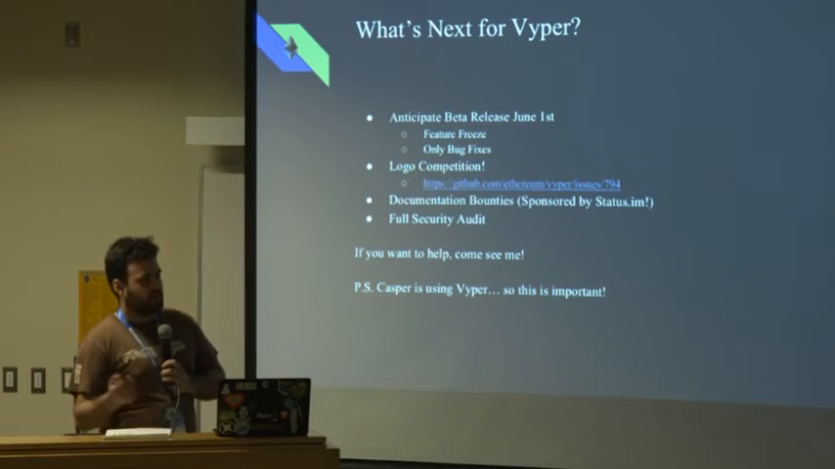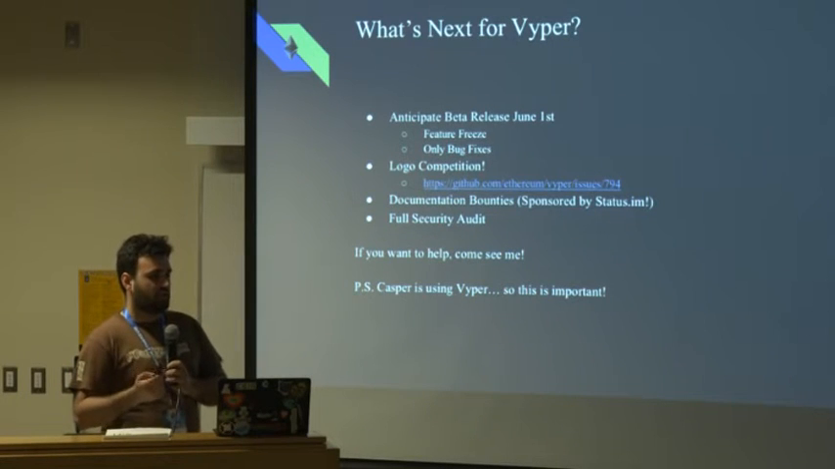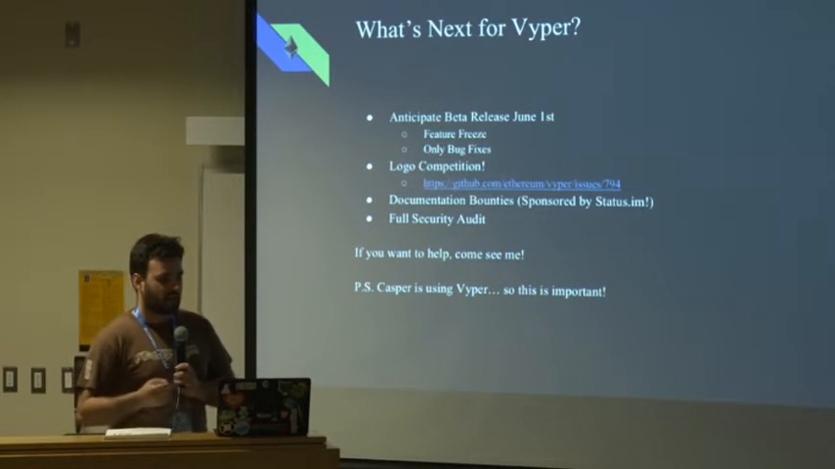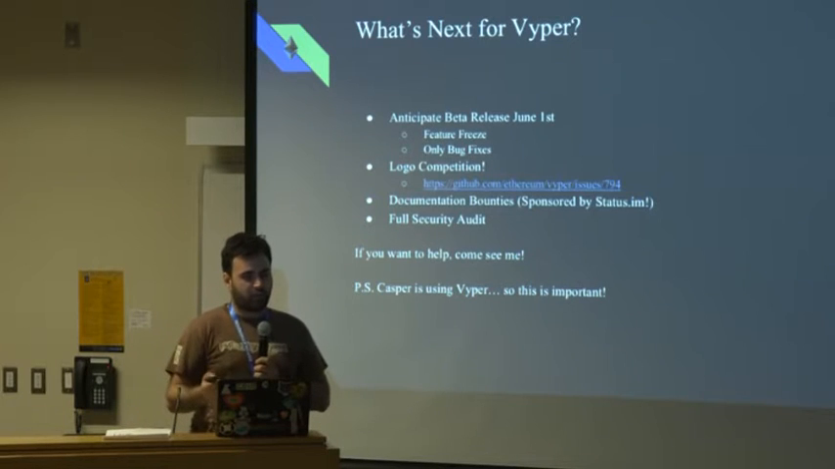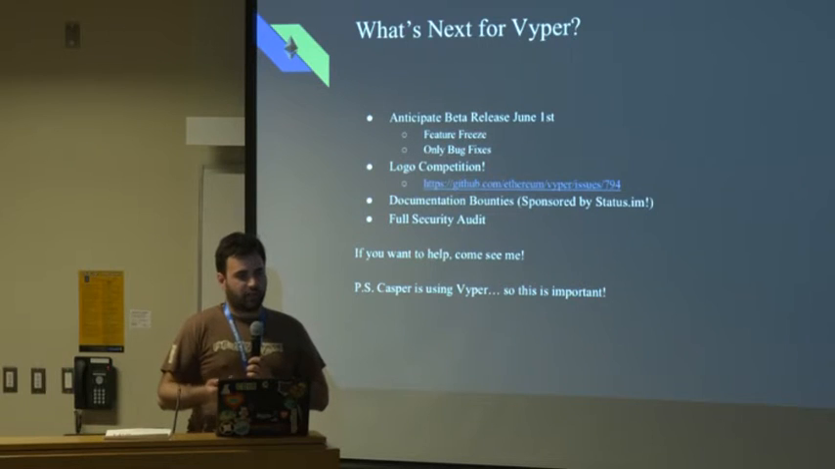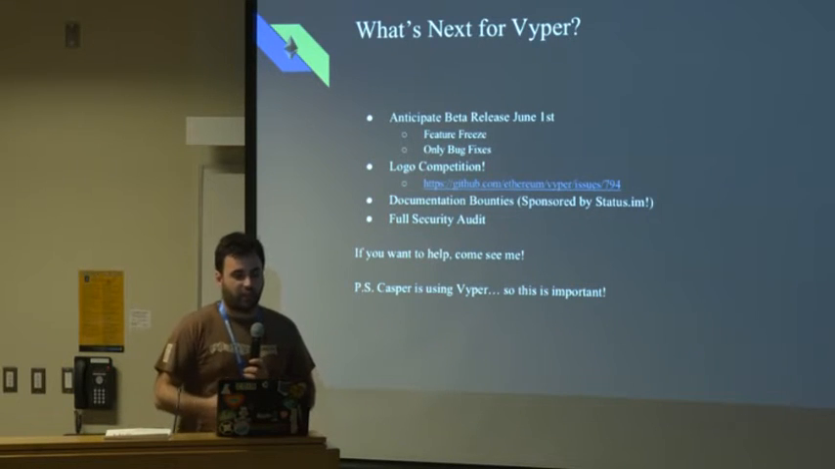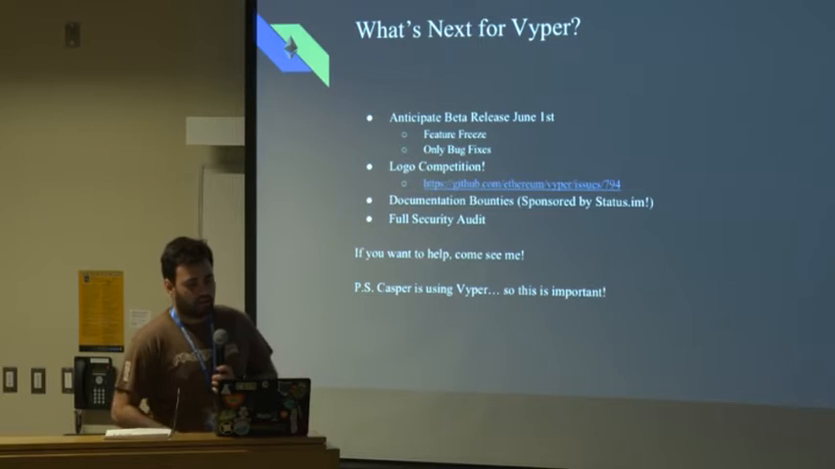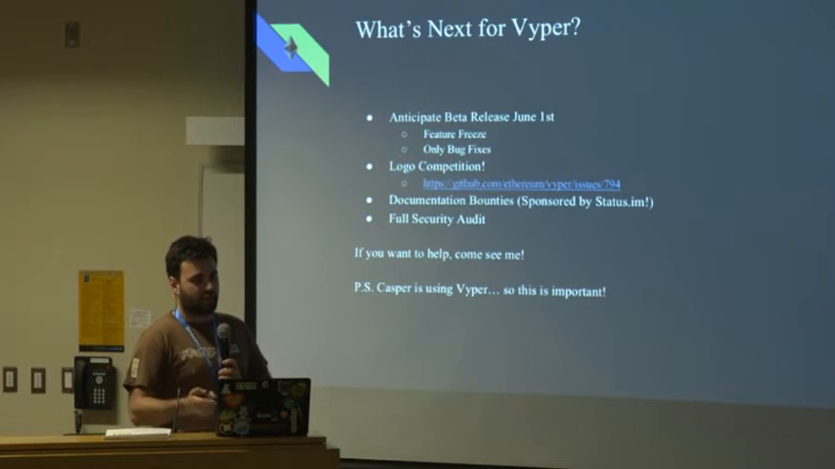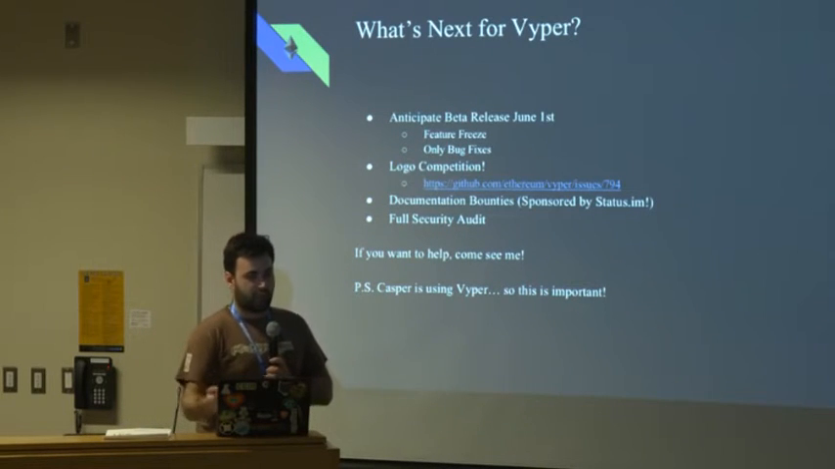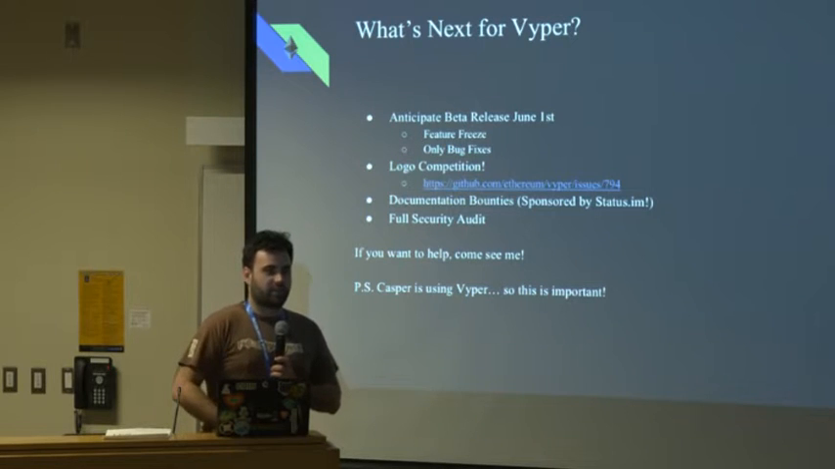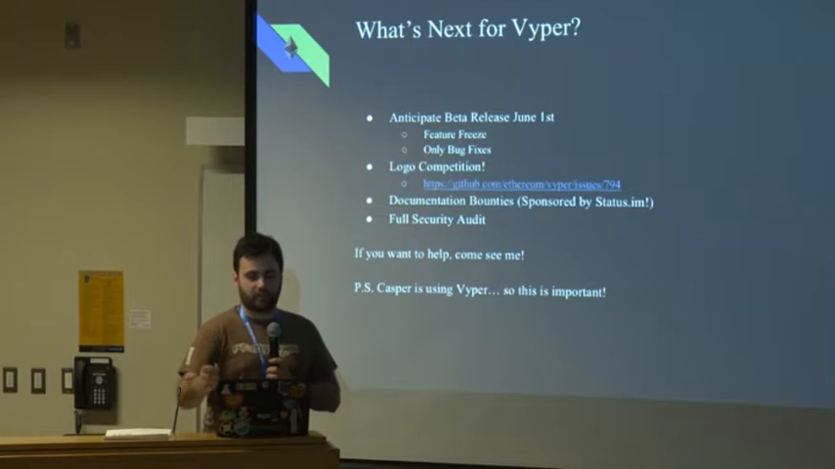We're also using bounties to get documentation updated for our compiler. Documentation is a little important at the moment. We're trying to improve that as we move through the beta. So that's the best way we can get people involved at this point. If you want to help in any way, please come see me. This is really important because Casper and parts of Sharding are using Viper in order to create the smart contracts that are running the system. So it's really important that we get this language right, especially as those go forward and are being used for critical parts of Ethereum's infrastructure.